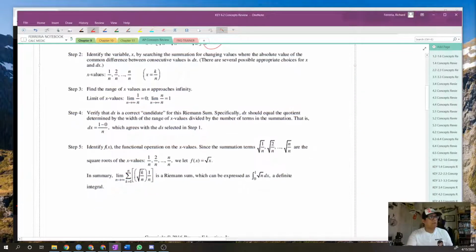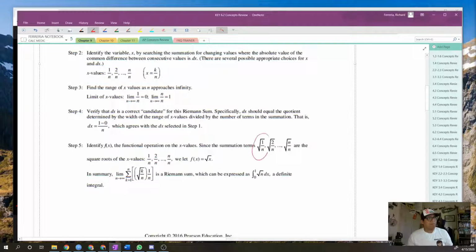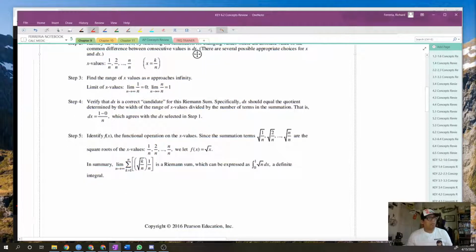And lastly, we're going to figure out what f of x is. The summation term contains root 1 over n, root 2 over n, root n over n. And so our f of x should be root x. Remember that these are all proxy values for x. So f of x is root x. So in other words, we get the Riemann sum integral from 0 to 1 of root n dx. And that's a typo. That should be root x dx. There are a couple of typos that I isolated here in this problem.